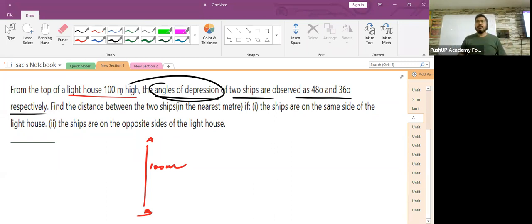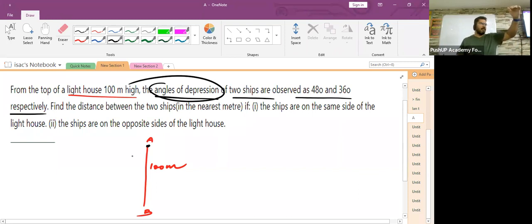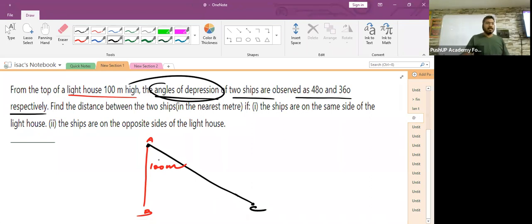So children, how can we draw the figure? Sit next to Sia. Yeah. So children, here is the observer. He is standing on top of the lighthouse. From the top of the lighthouse, he is looking at a ship C over here. All right. And from the top of the lighthouse, he is looking at another ship, which is D.